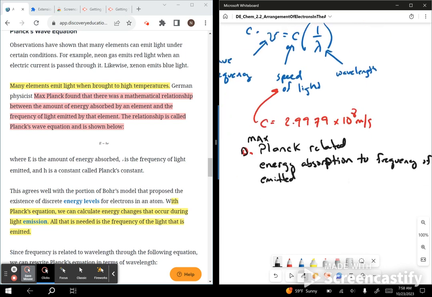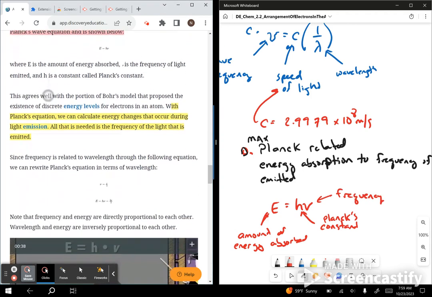And he used the equation E is equal to h nu, where E was the amount of energy absorbed. h is a constant. This is the Planck constant. Planck's constant, that's something you'd have to be given. It's just a number that doesn't change. And the nu, of course, is your frequency.